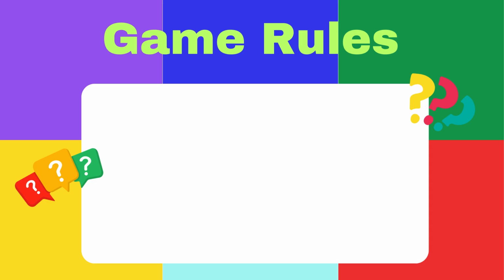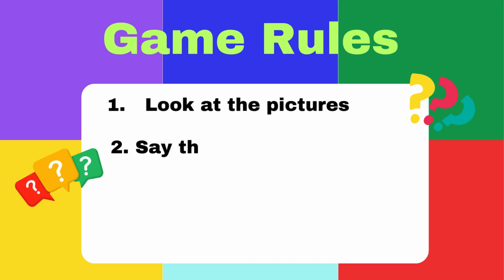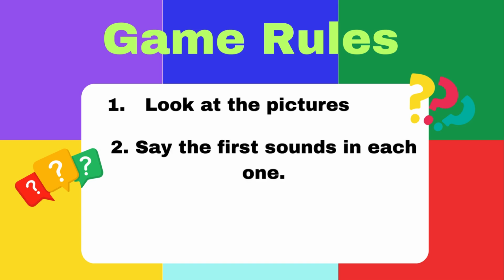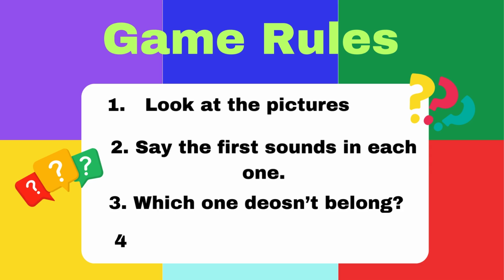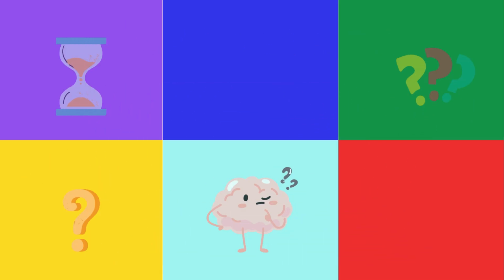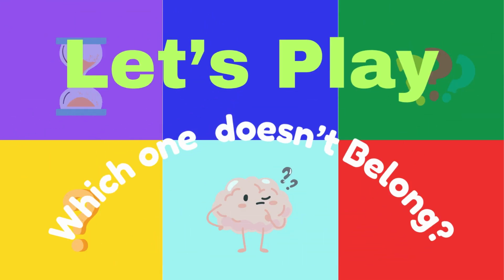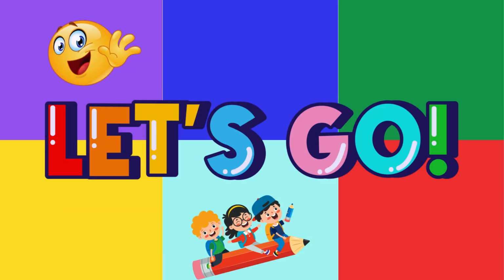Game rules. 1. Look at the pictures. 2. Say the first sounds in each one. 3. Which one doesn't belong? And 4. Check your answer. Are you ready, kids? Let's play Which One Doesn't Belong? Are you ready? Let's go!